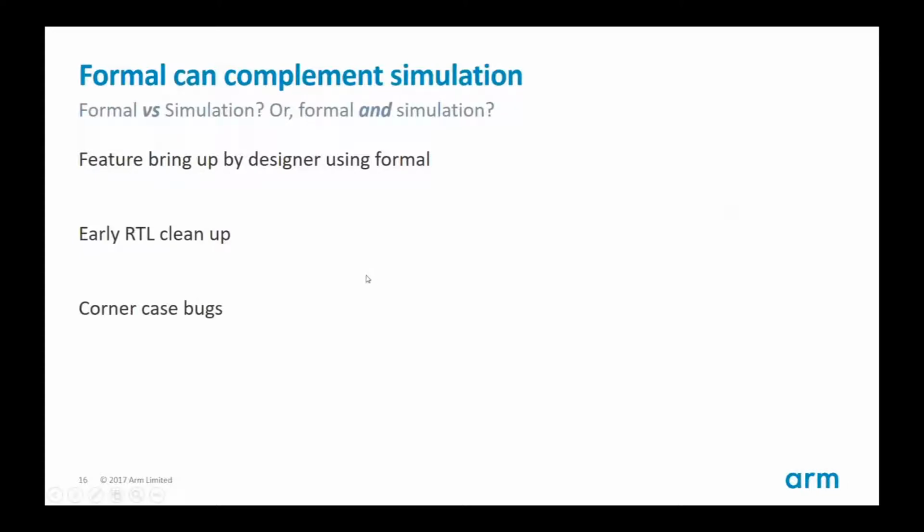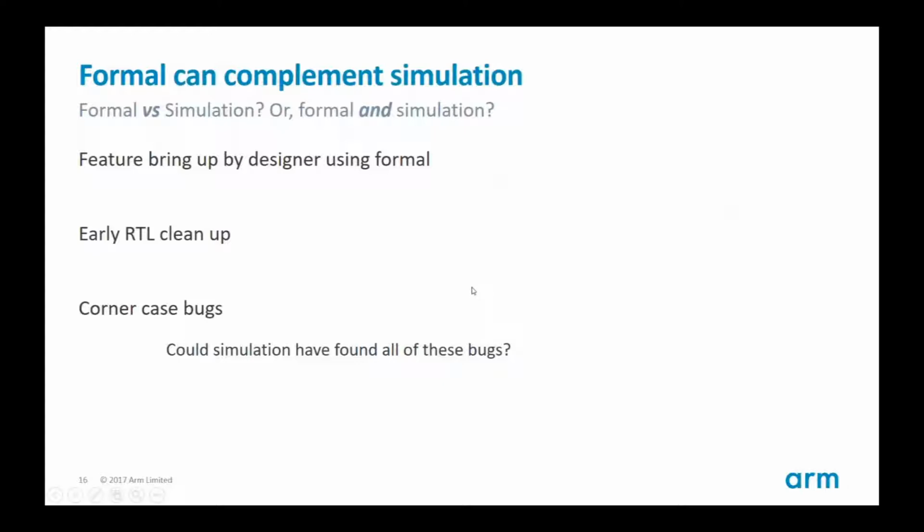And then, of course, formal found some corner case bugs. In this case, we had about 5 to 7 corner case bugs out of the 100 that we found using formal, which would have been difficult to find using the constrained random unit simulation test bench. The learning from this slide is that formal can complement simulation. It doesn't need to be one versus the other. Now you might ask, could simulation have found all these bugs? Maybe, but it would have been harder.